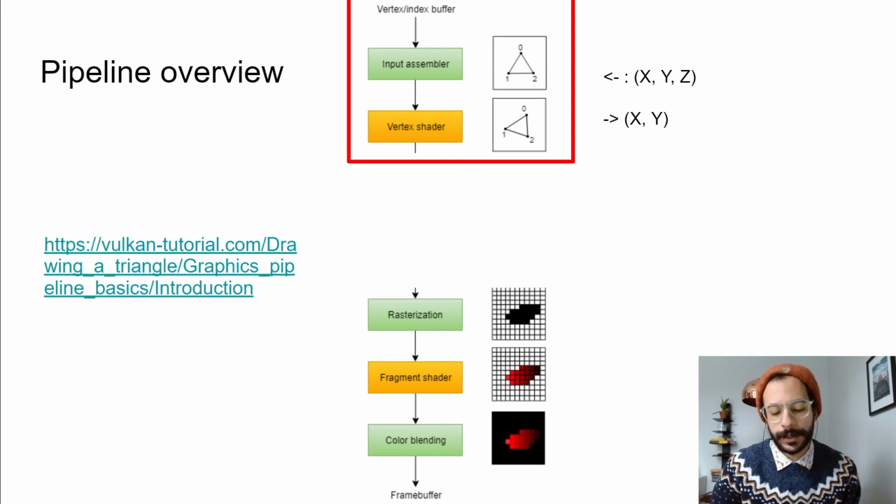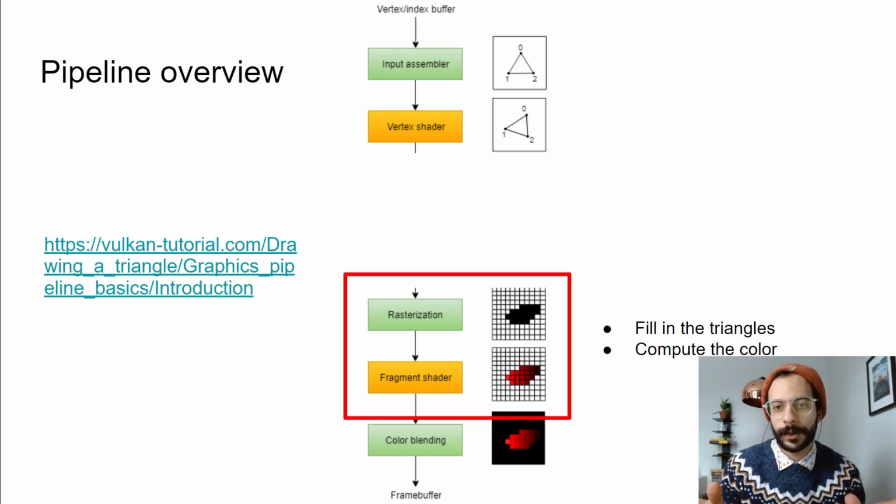So you give it the list of triangles that are in 3D, and then the vertex shader step gives you back the 2D coordinates on the screen, right? So you have these triangles that are in a 3D space, and then they get projected into where on the screen they are going to be drawn.